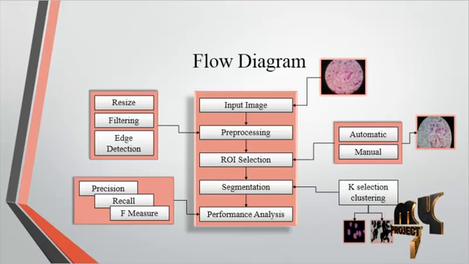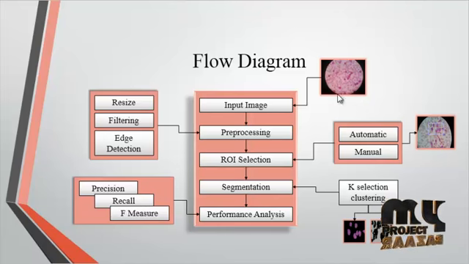Now we discuss the flow diagram for the process. This is the overall flow diagram for the process. At first, the input image is taken from the dataset. The dataset images consist of several affected regions and the affected cells.